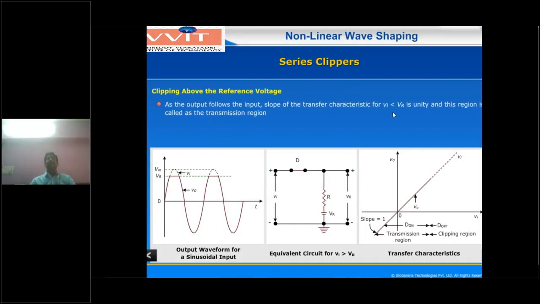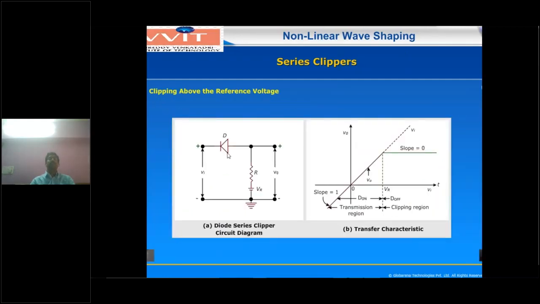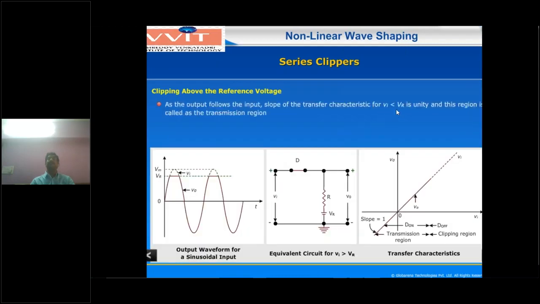Whenever Vi is less than VR, what about the diode? See this one. The input voltage is less than the reference voltage, which means the diode anode terminal will be at a more positive voltage compared to the input voltage. So automatically the diode will be in the on condition. On condition acts as a short circuit. So in that condition, the input will be transferred to the output whenever Vi is less than VR. This is the first case. That means V0 equals Vi.